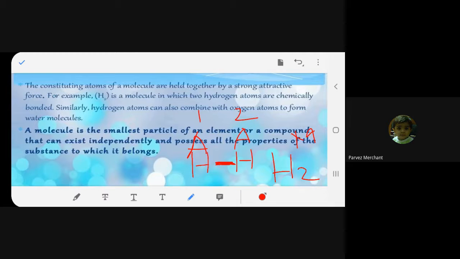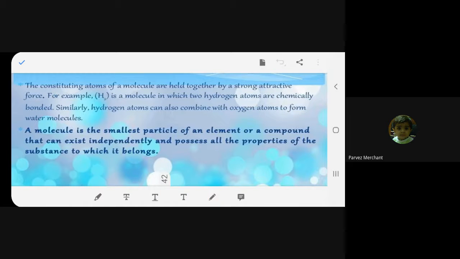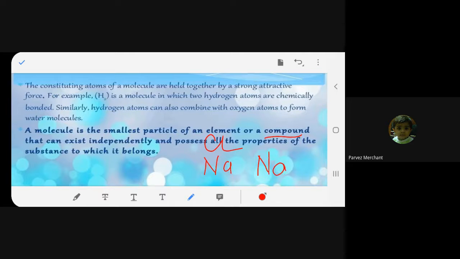So you can see over here that one molecule of hydrogen is composed of two atoms of hydrogen. Is it clear? Yes, ma'am. So molecule is what? It's the smallest particle of either an element or a compound. Now, if I say element, it could be Na or it could be Cl. But if I say compound, then compound is made up of a combination of elements as NaCl, which is called table salt. Is this understandable to all of you?